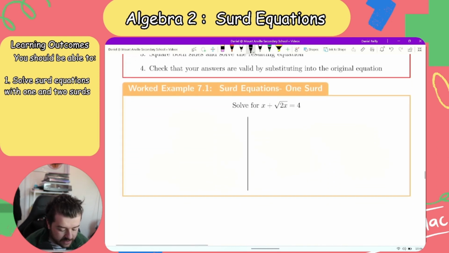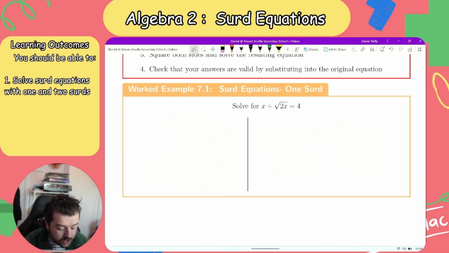So let's do this one first: x plus root 2x equals 4. Step one, get the surd on its own to one side. So I'm going to have x minus 4 equals minus root 2x. Now I have the surd on its own, I'm going to square both sides.